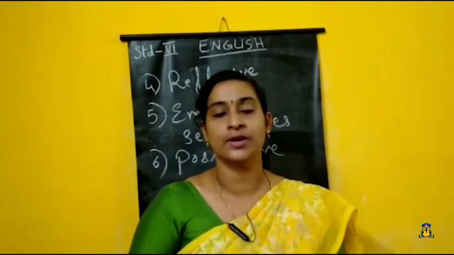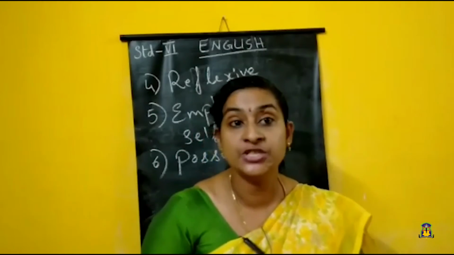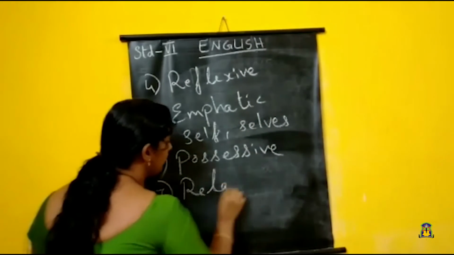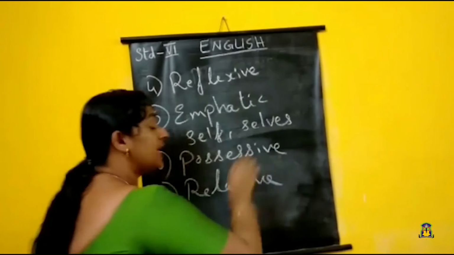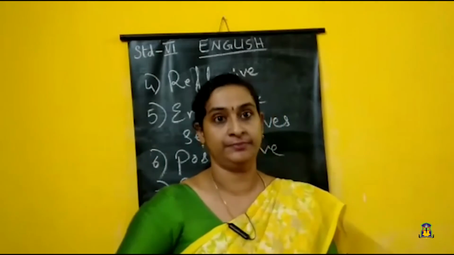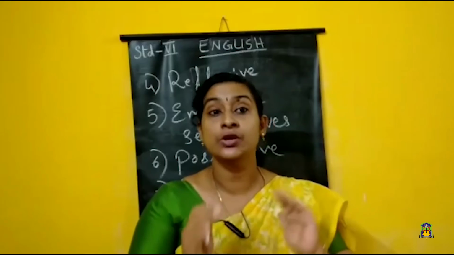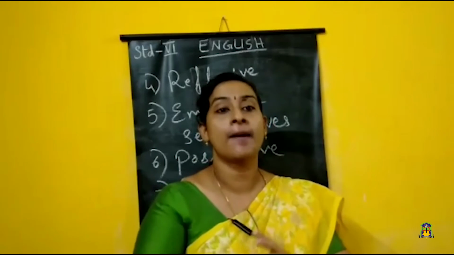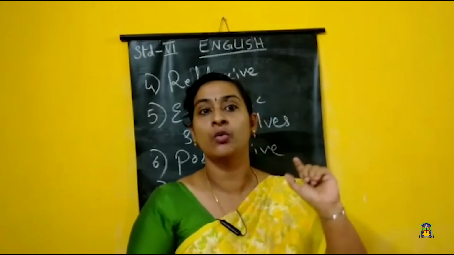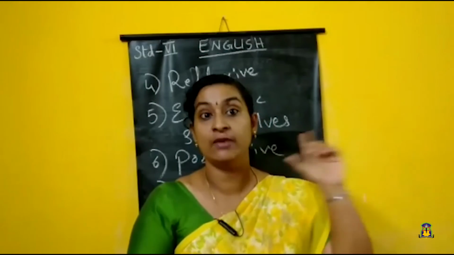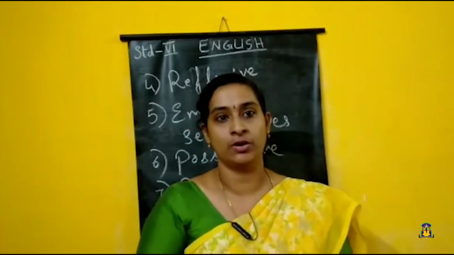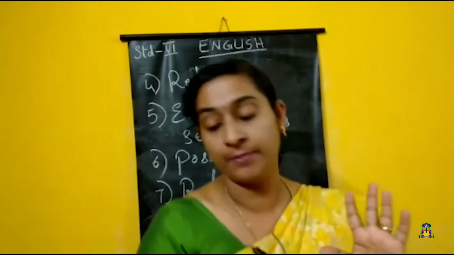Then the last one is relative pronoun. Seventh one, relative pronoun. Relative pronoun, the word itself we can understand. It shows the relation. Relative pronoun is used to join or combine 2 clauses. So, this is the car which I bought yesterday. Which, the connecting word, that is the relative pronoun. Okay, so there are 7 pronouns.